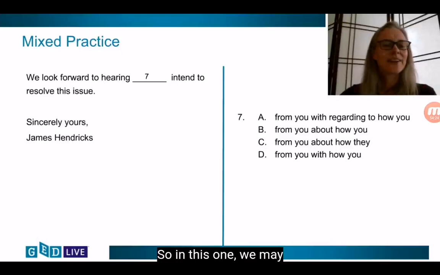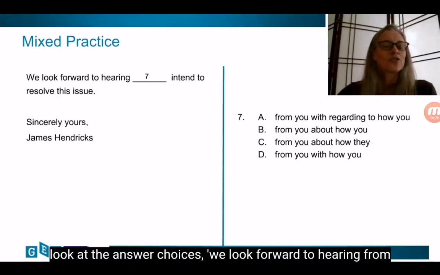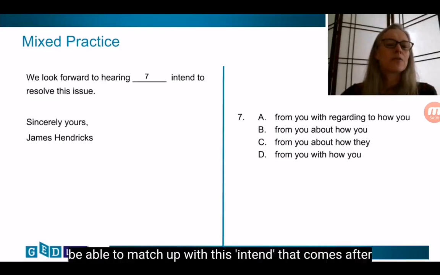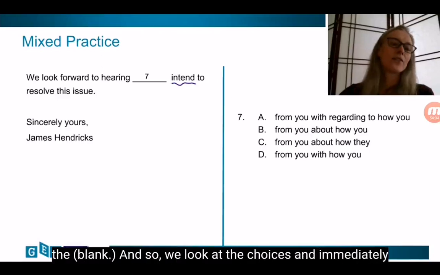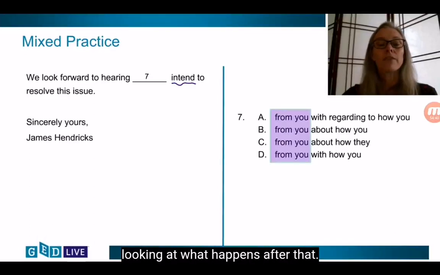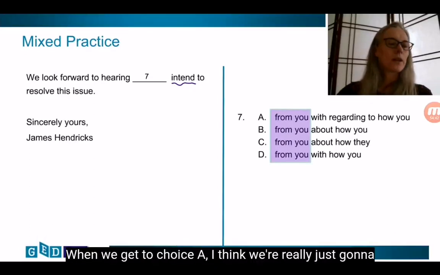So in this one, when we look at the answer choices, we look forward to hearing from you. And then we know we have to be able to match up with this "intend" that comes after the blank. And so we look at the choices, and immediately we can see that "from you" is no different. And so we're looking at what happens after that.